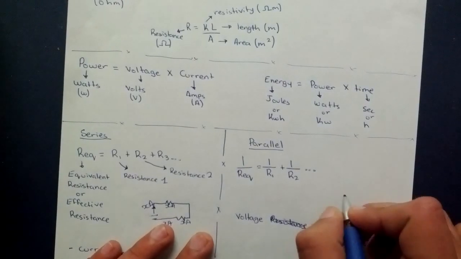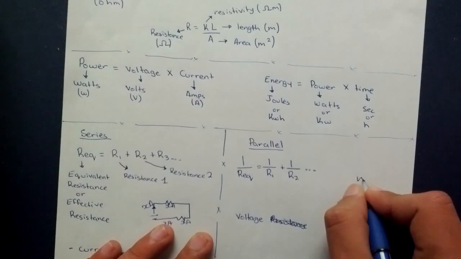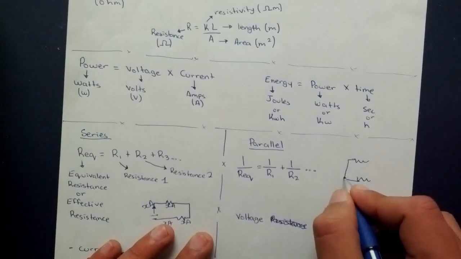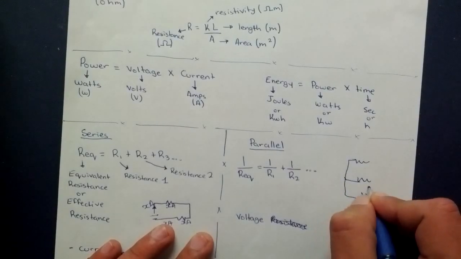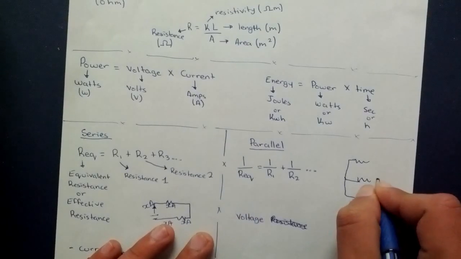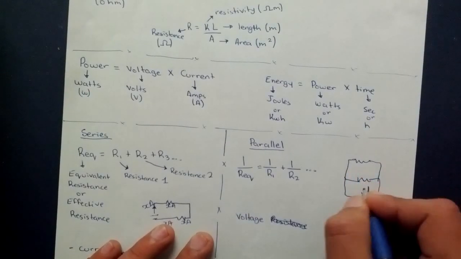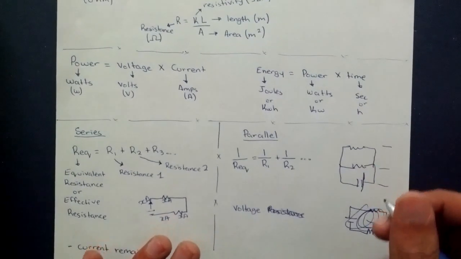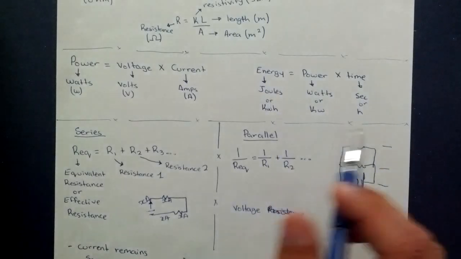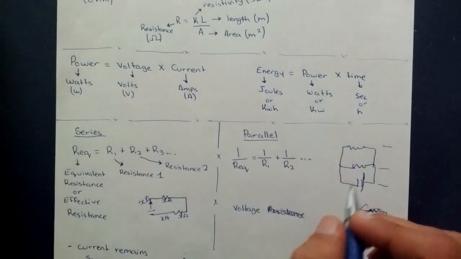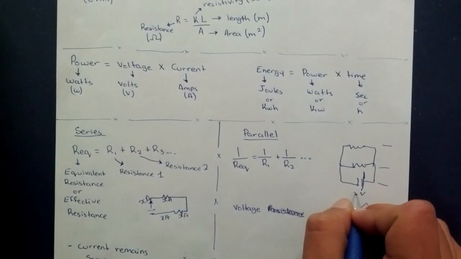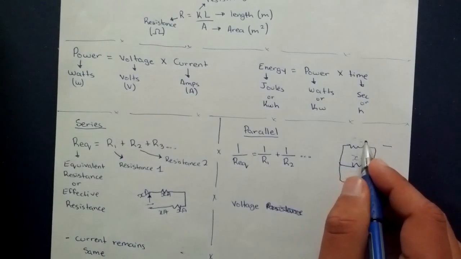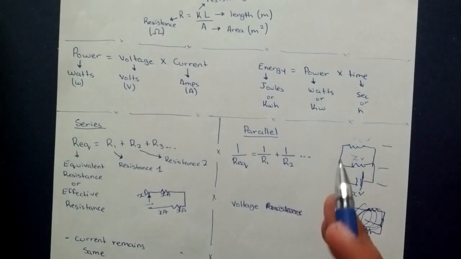Well, I'll just make it a bit simple. This is a really simple one. Right? So you see how they're parallel to each other? So this, and this. There are different branches. And the current will not stay the same in this. But the voltage, let's say if it's X volts, then it's going to be X volts here and X volts here. So like that, the voltage remains the same.